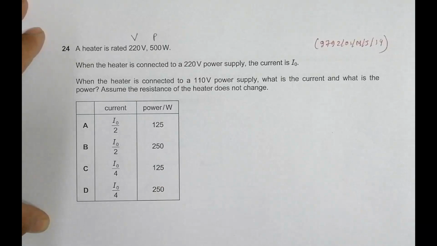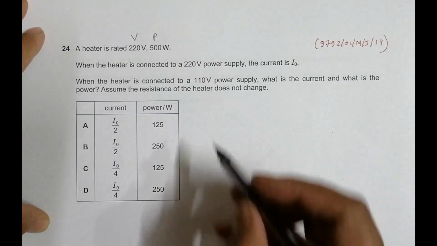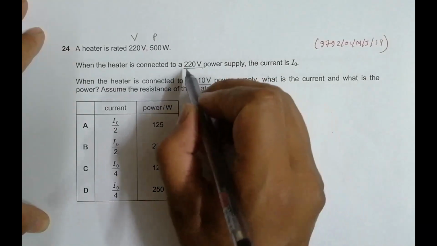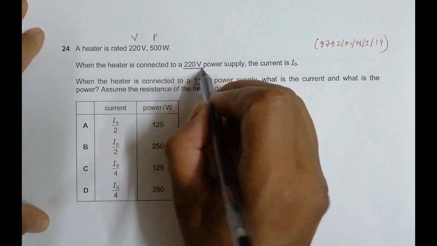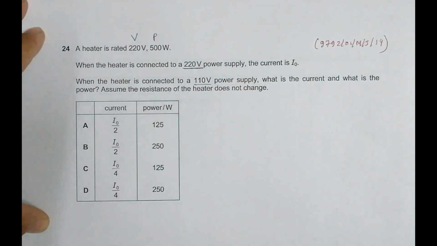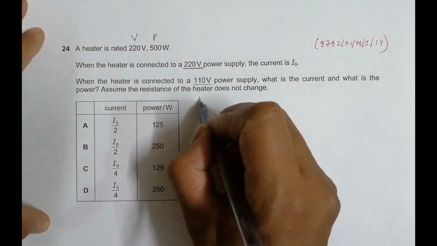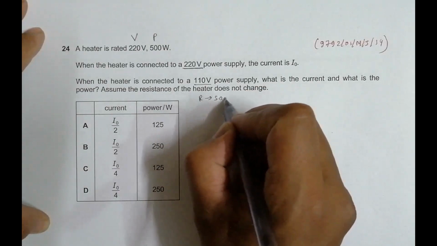And one thing we have to remember is why they have focused on this 220 volt and this 110 volt. 220 volt supply is in most parts of the world, but 110 is in the United States. So that's why they are stressing those particular values. What we are given is that R is the same in all cases.